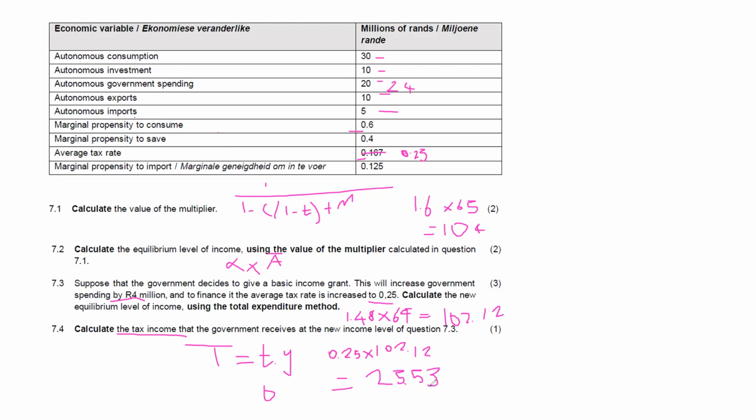They can also ask you, is the government making a deficit or a surplus? So you take the tax that you've calculated and compare it with government expenditure. Government expenditure is 24 million. So the government is spending 24 million, but it is receiving 25 million in taxes. So there's a surplus, because the expenditure is 24 and the tax is 25, so it's more. From 25 minus 24, the government is left with 1 million, 53 cents. So they're making a surplus.